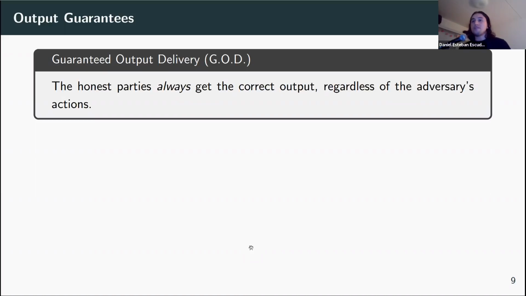Are the parties guaranteed to receive the output, or is the adversary allowed to learn the output before the parties? What are the guarantees in regards to this? And it turns out that this is also important. A protocol is said to have guaranteed output delivery, GOD, if the honest parties are always guaranteed to get the correct output, regardless of the adversary's action. So even if the adversary suddenly stops, or starts sending bugged messages to everybody, or does something weird, the honest parties will get the output. And that's very good in many settings.